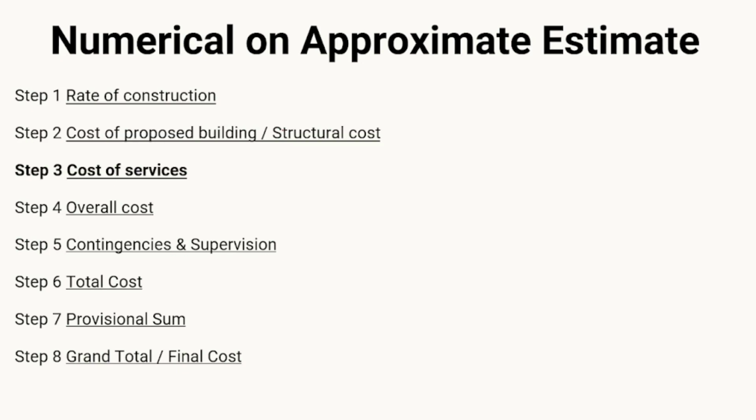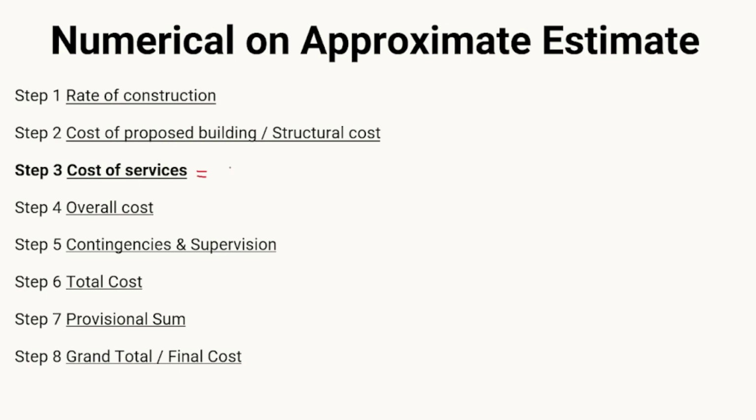Okay, so the next step will be your cost of the services. Step 3 will be the cost of services. Now this particular cost will be given as a percentage for the approximate estimate. Now we certainly don't know the details of these services. Suppose electrification is there or suppose plumbing is there, we do not know the details of these services. Therefore we are going to take it as a percentage on the building cost.